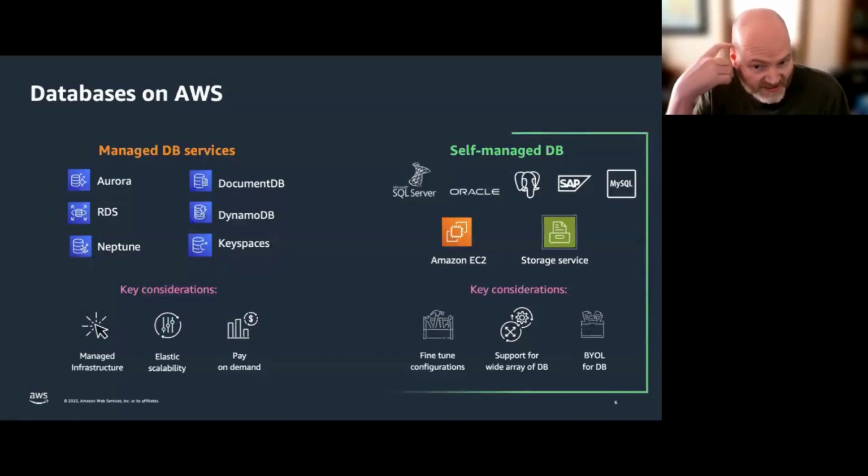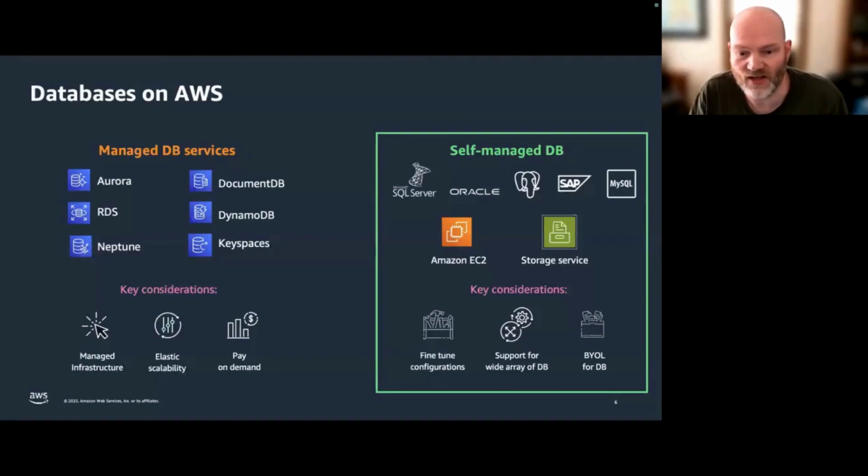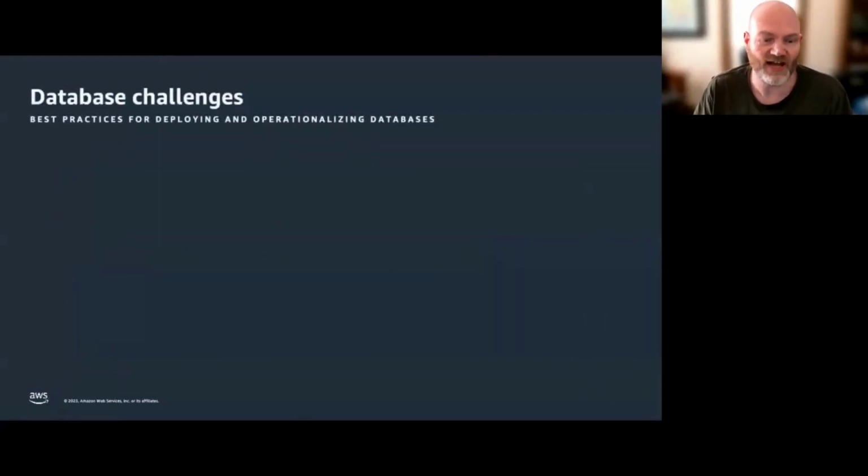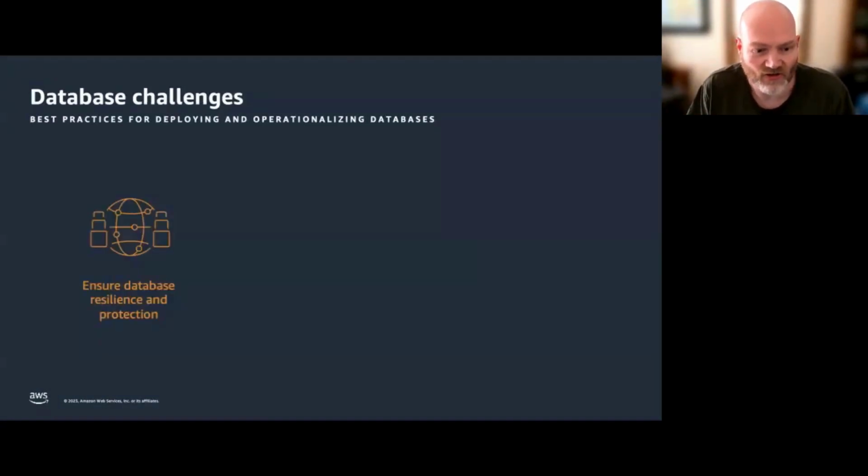So for today's session, we're really going to drill into the self-managed database, and specifically SQL Server with Amazon FSx for NetApp ONTAP. So what are the challenges that we're going to recognize and address in today's conversation? First off, and always important, is resilience and protection. What do we mean by that? Your backups, your restores, your high availability, your disaster recovery, all the elements that we're protecting our data for. That's something we're going to directly address in the conversation and the demo today.